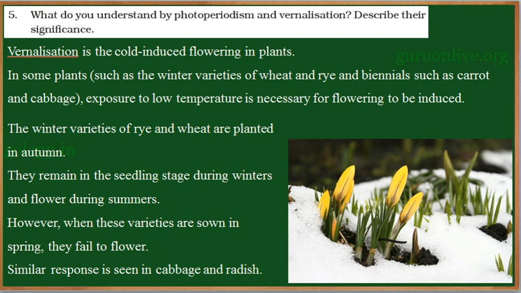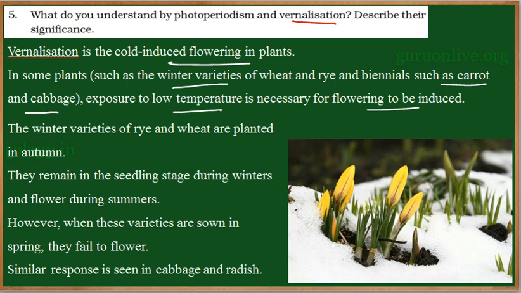The next concept is vernalization. Vernalization is cold induced flowering in plants. In some plants such as winter varieties of wheat and rye, or biennials such as carrot and cabbage, exposure to low temperature is necessary for flowering to be induced. If the temperature is high, they do not flower. In summer season when the temperature is high, they do not flower. In winter season when the temperature is low, they flower. Such plants are said to undergo vernalization.